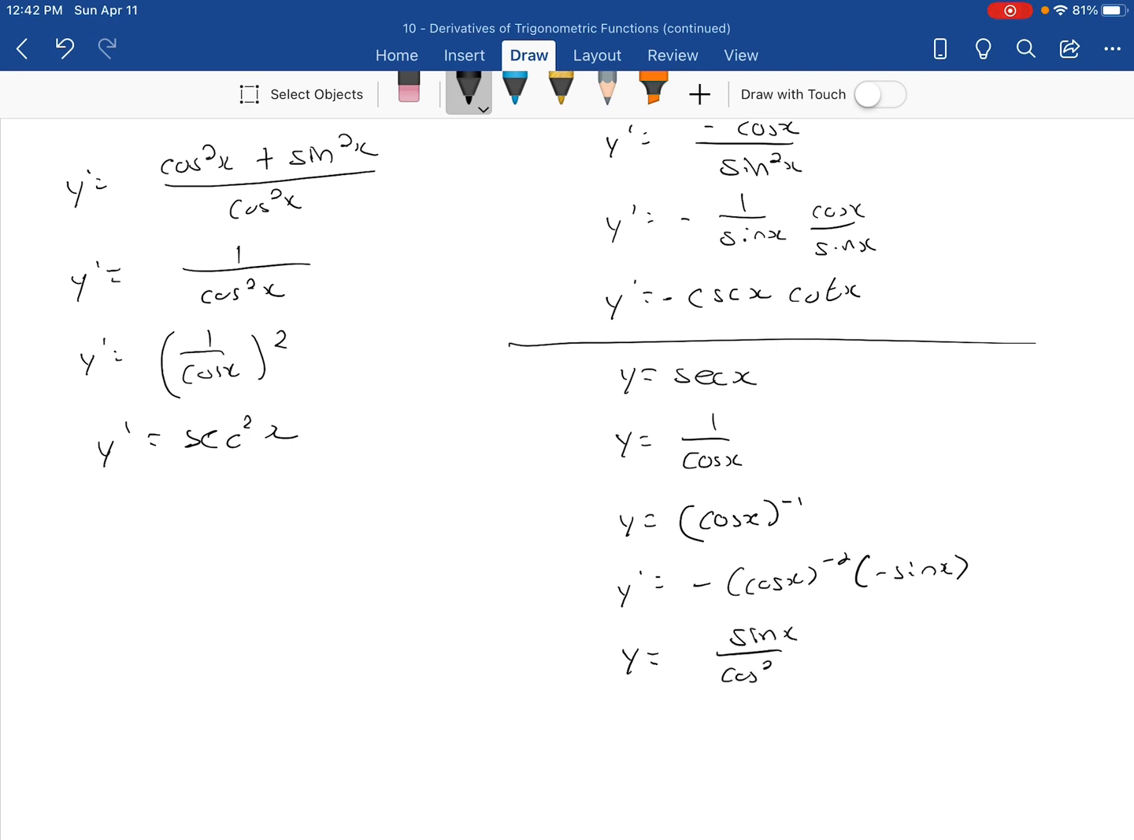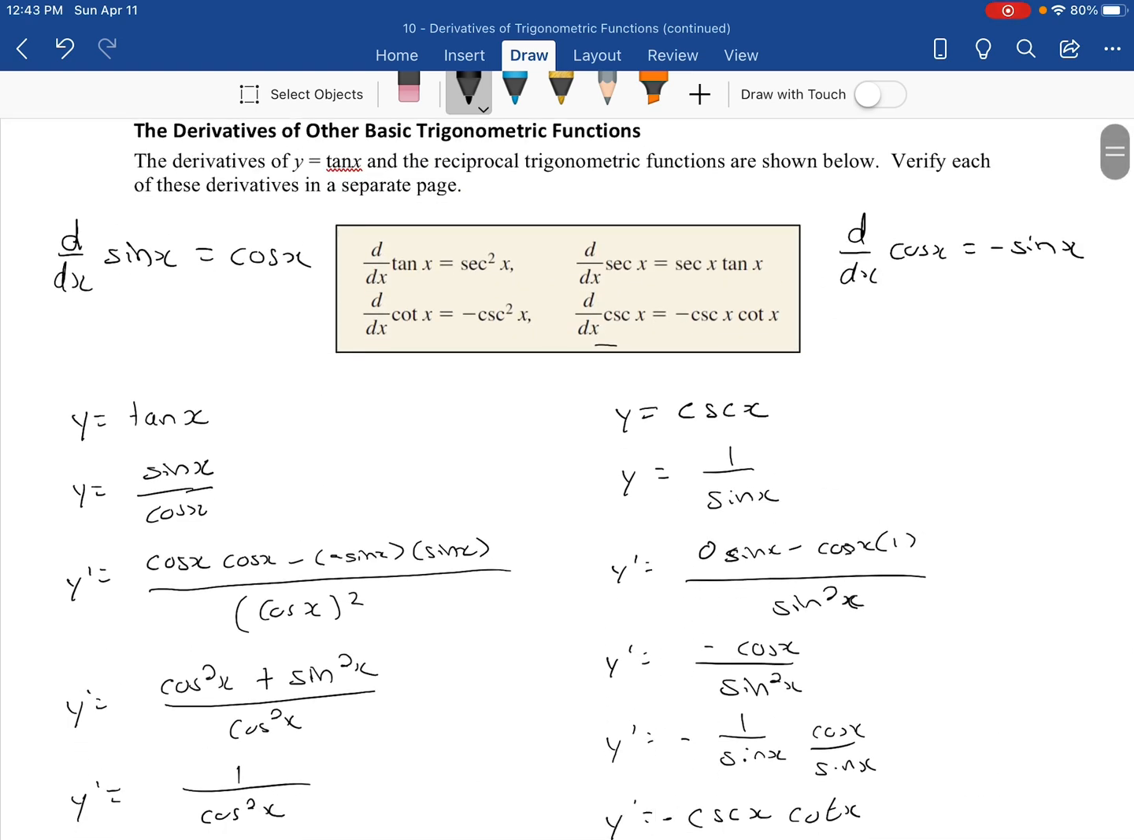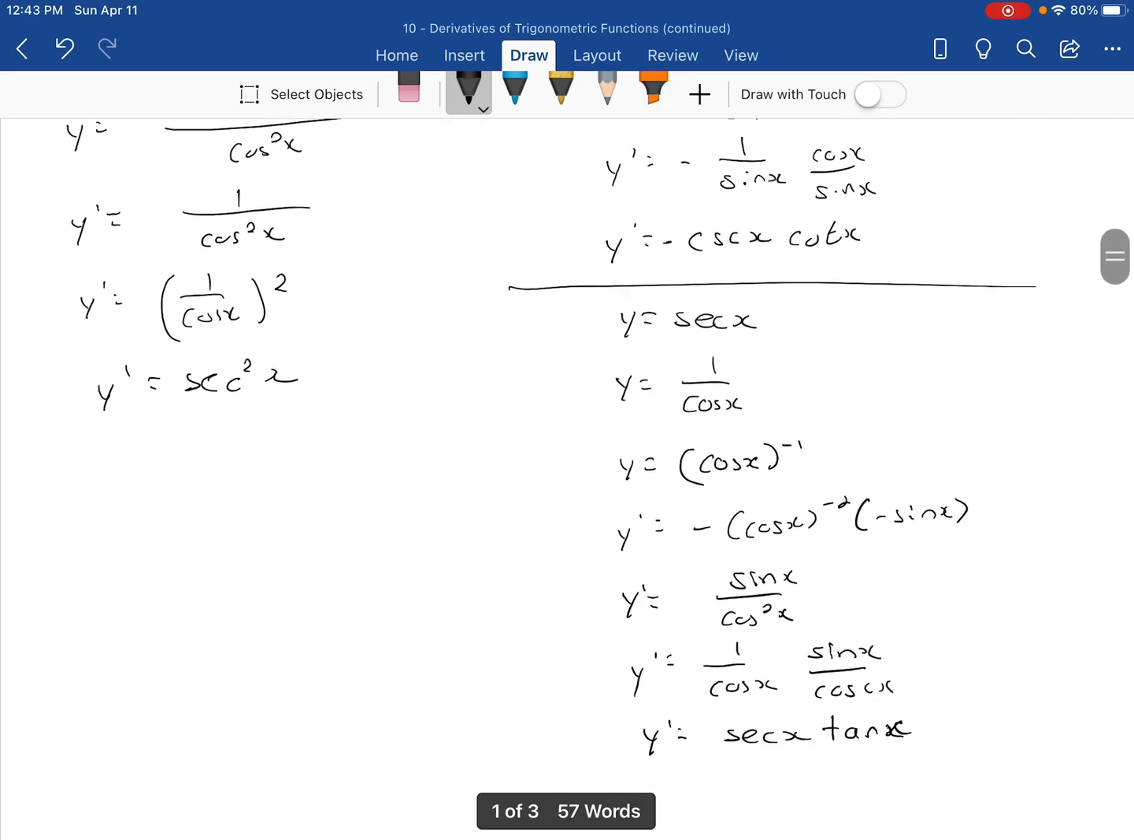over cos squared x, which I'm going to write as 1 over cos times sine over cos, and so I get secant x tan x. That's its simpler version. And it's sort of nice, when you go to memorize these, the derivative of secant is secant tan. Not too complicated in its makeup there, okay?